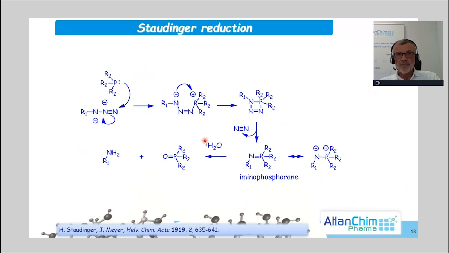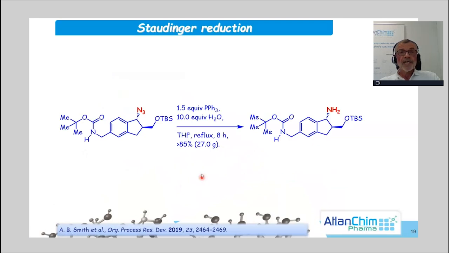In the presence of water, this latter intermediate is spontaneously hydrolyzed to a primary amine here and the corresponding phosphine oxide. As we will see, this two-step reaction is mostly performed in a one-pot procedure. The versatility of this method is illustrated in the following examples.